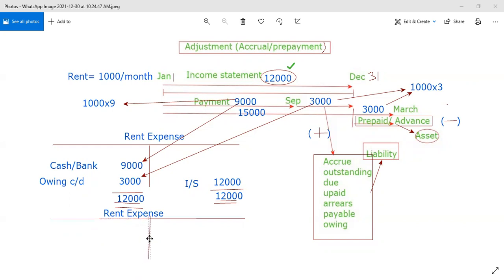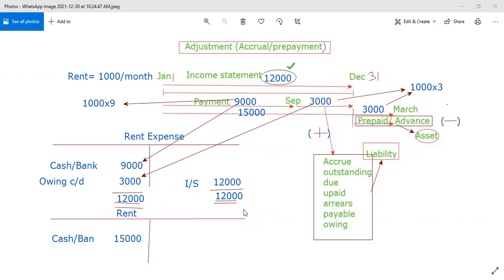Okay, same thing again. In this scenario, you have paid 15,000. So what you have to do? You have to write 15,000 here. How much you have to write? You have to write 15,000 because in this case you have 15,000. Okay, you have 15,000 from here, and in this case it is prepaid.